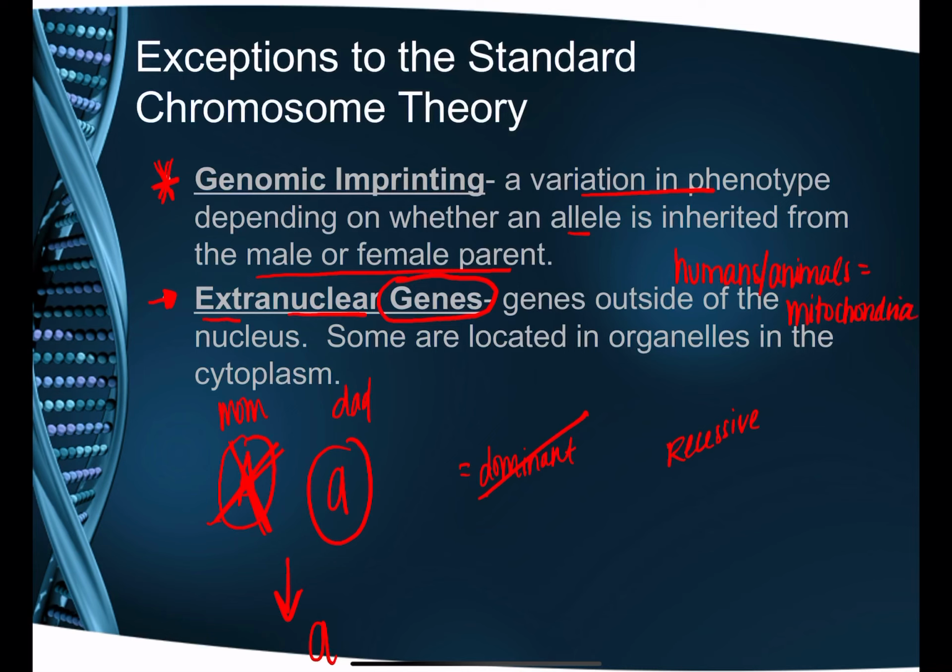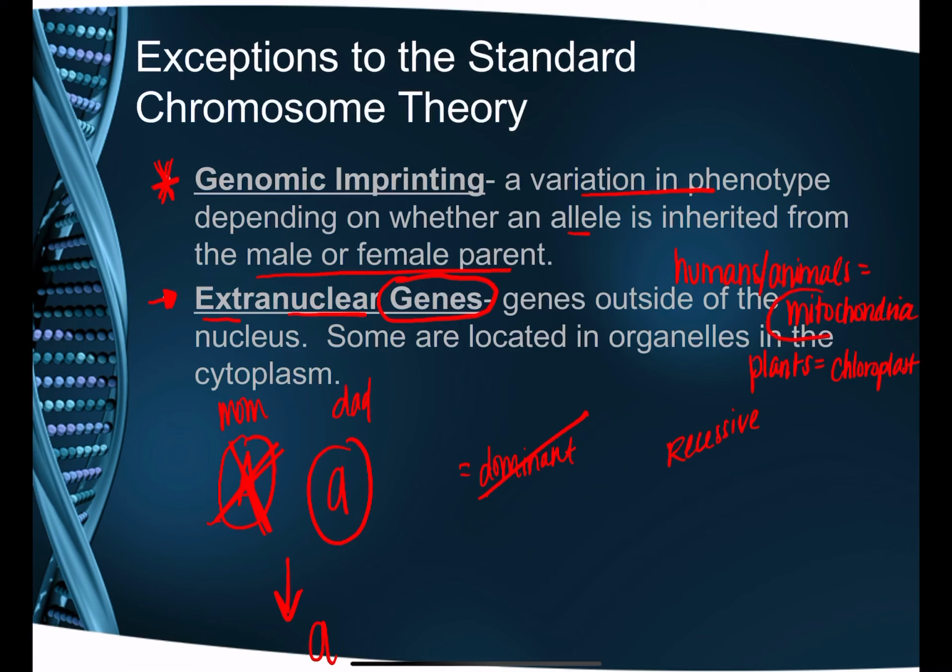And then the other place is in plants. They also have a mitochondria, remember, because they do cellular respiration too. But in addition, they also have the chloroplast. So the chloroplast, the mitochondria, and the nucleus is where you find the DNA, the bulk of it being in the nucleus. So extranuclear genes, again, are genes outside of the nucleus.